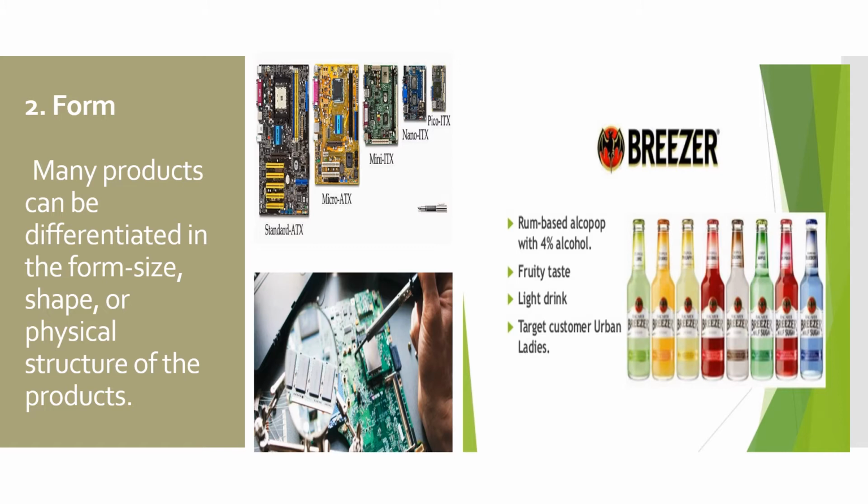Okay. Another example is Pure soap. We can differentiate it from others by describing its form. Let's say, for instance, it is a glycerin-content transparent soap. It stands for gentleness and purity and generally focuses on the women and children segment.